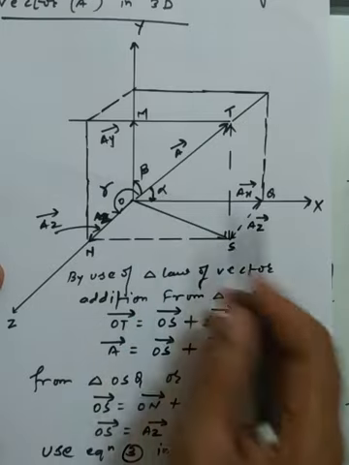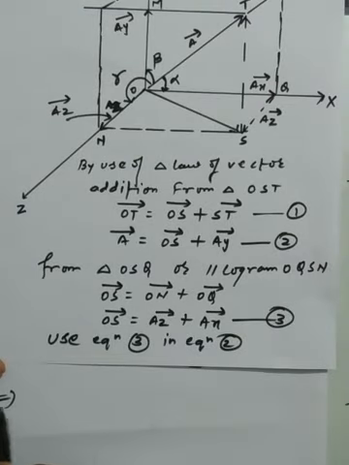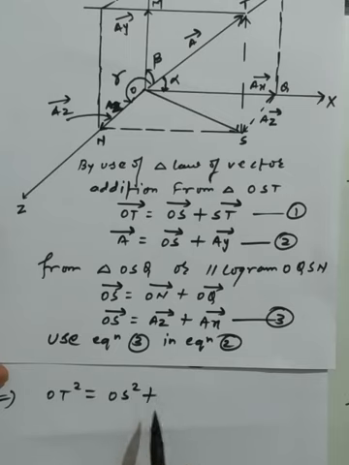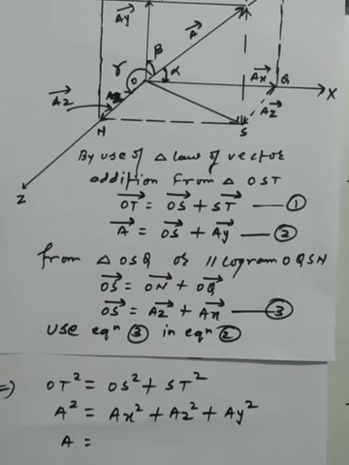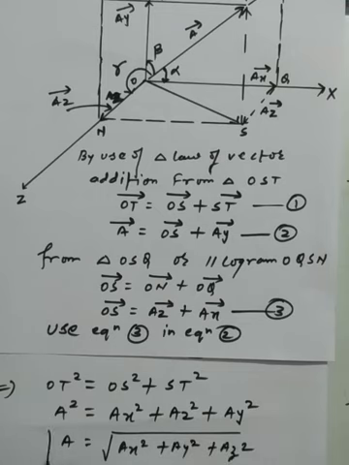If I apply the Pythagoras theorem in the triangle OTS, what do I get by the help of geometry? OT square is simply OS square plus ST square. OT square is the square of the magnitude of OS. OS is the combination of the two vectors, so OS square is AX square plus AZ square, and the third vector we have is AY square. So easily we can write the magnitude as the square root of AX square plus AY square plus AZ square. So here we have learned the basics.